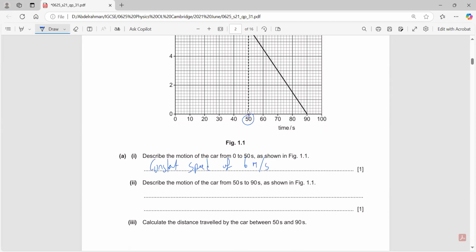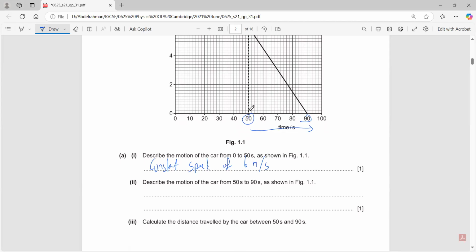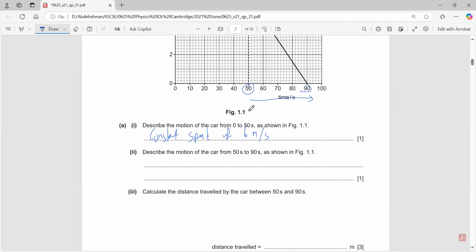Describe the motion of the car from 50 to 90. What was happening to the motion? Speed was decreasing, right? Decreasing or constant deceleration. Yes, you can say constant deceleration, or you can say that the speed was decreasing, or whatever, as you like. So you have a lot of answers, and most of them would be correct.